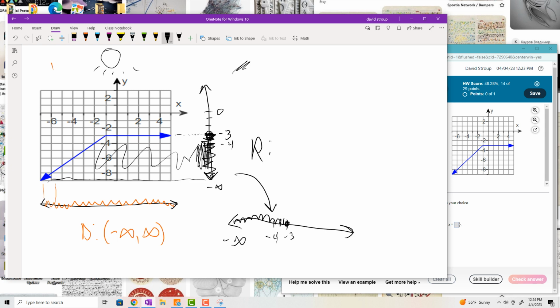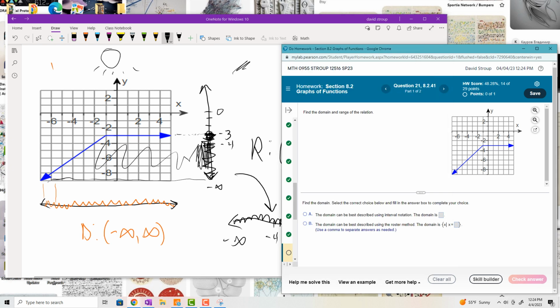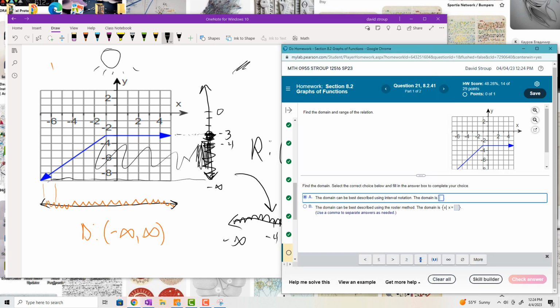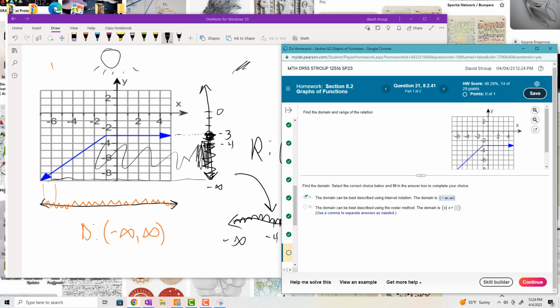So you read from the bottom up when you're working with that vertical number line there. So from the bottom, it's -infinity all the way up to -3, and we're including -3. Okay, so the domain is -infinity, comma, infinity, and then parentheses. Yay.